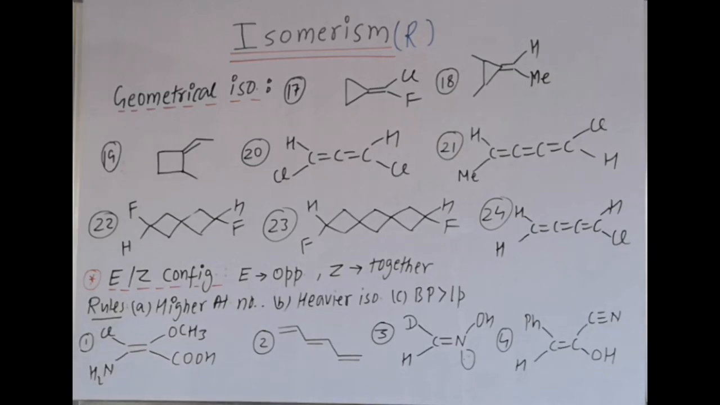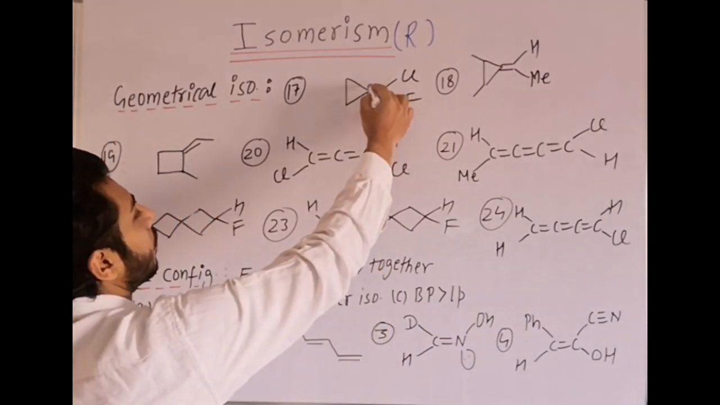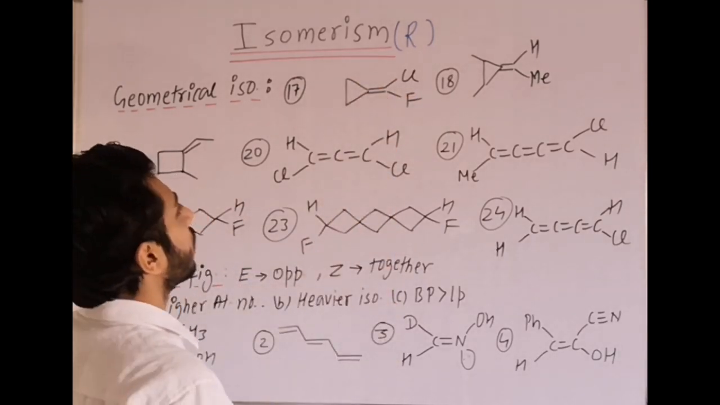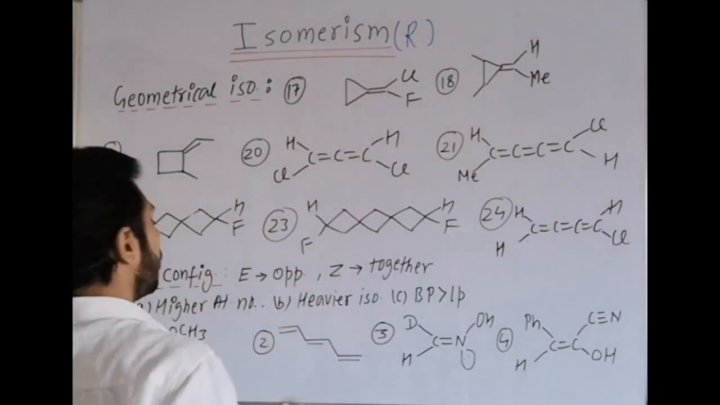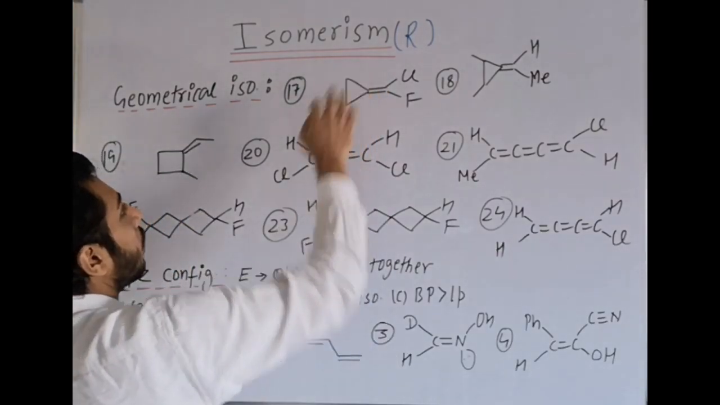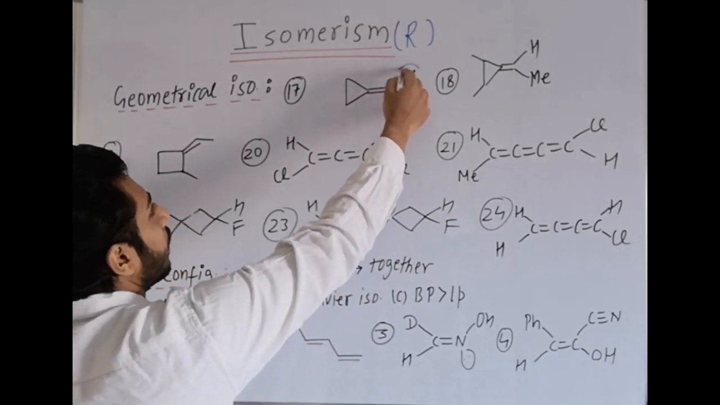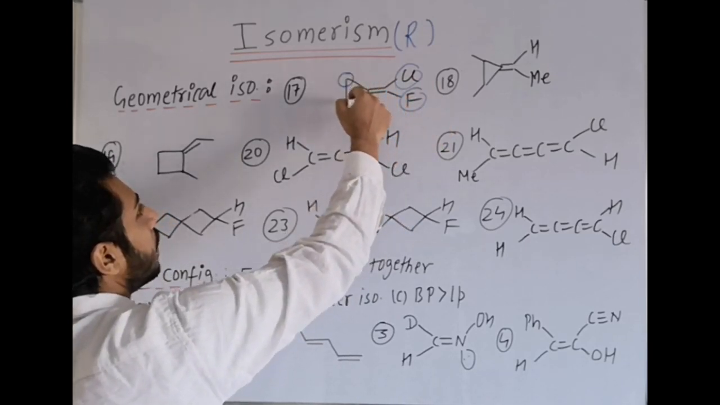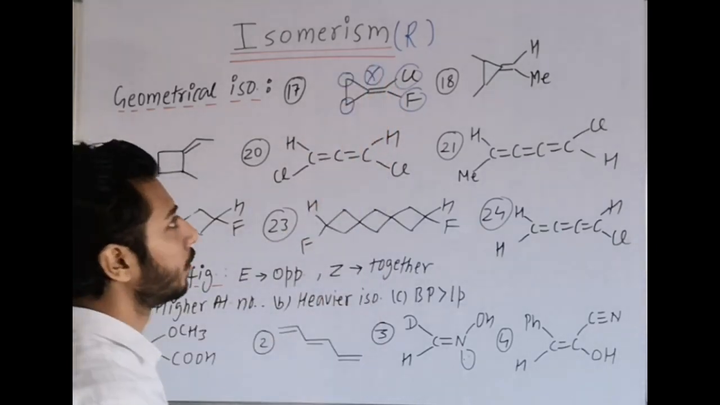Now next is example 17, in which we have to check GI. Here restricted rotation is there. It is in a double bond, it is also in a ring structure, but in the ring the sp3 carbon has the same groups attached, so we will not find GI along the ring structure. Here this carbon contains 2 different groups, but the carbon in the ring structure contains CH2 on both sides, so no GI in the compound.